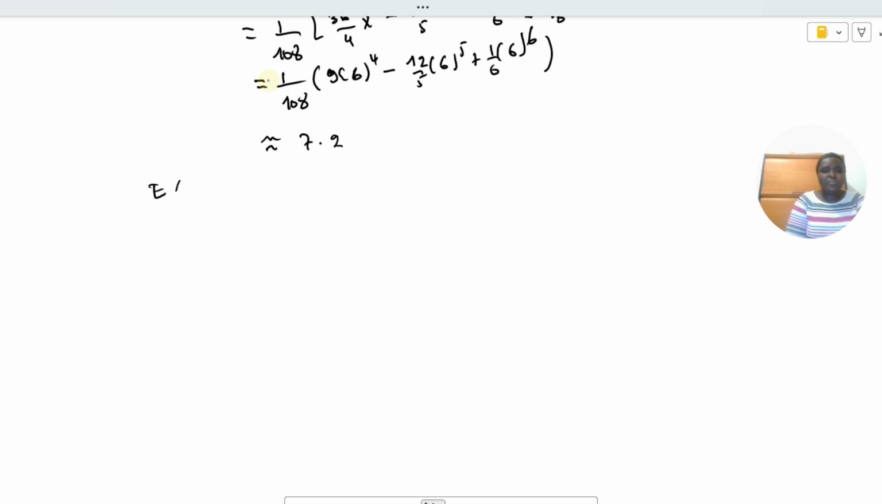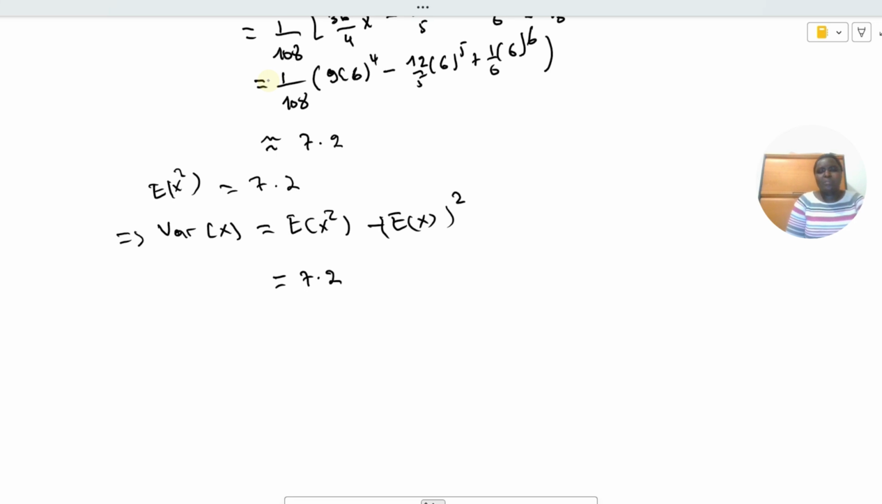So we have expectation of x squared equal to 7.2, and therefore the variance of x will be equal to expectation of x squared minus expectation of x to the power 2. So this will be equal to 7.2, and you remember the value of expectation of x, it was 2.4, squared. And when you calculate this, you will get the variance of x to be approximately equal to 1.44. All right, so that was it for the variance.